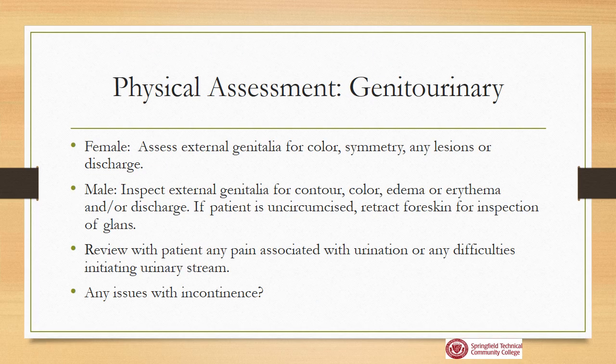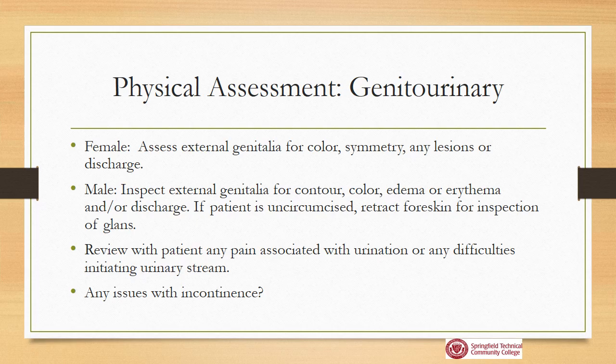Now for genitourinary assessment, we had already talked about when you do your assessment on your friends, you're not going to get all up in their personal business. But for your patients, you will make sure that you assess the external genitalia for color, for symmetry, and see if there are any lesions or any discharge. For males, you're going to inspect the external genitalia for contour, color, any swelling or redness and or discharge.